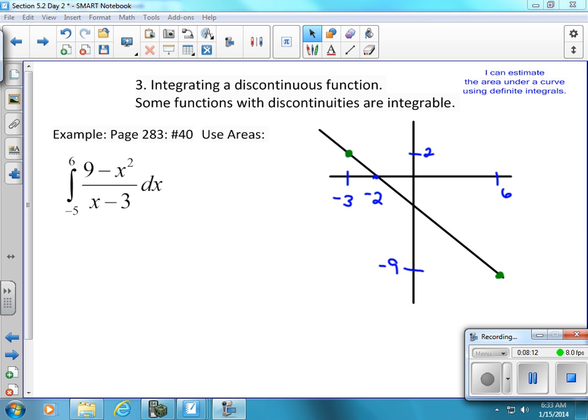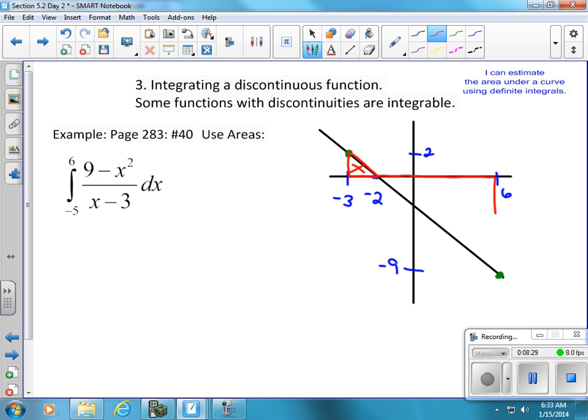This function is a line, and so we have two parts to this function for taking the integral. We have the area under the curve up here of this triangle, and then the other area under the curve we have is the big triangle. Remember, this one is going to be a negative value, this is going to be a positive value. So what we're going to do is add our areas to get the net.